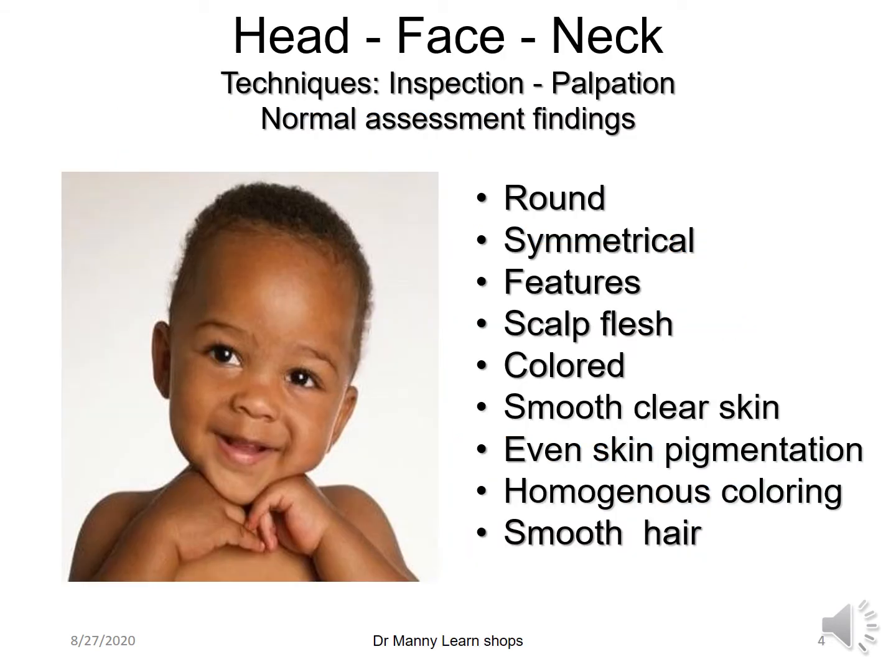So when we look at the head, face and neck, typically we use inspection and palpation. Normal findings would typically include that the head is round. The face and the head are symmetrical. The features are not identical, but they're essentially the same on the right side as they are on the left side. The skin colour is homogeneous. The skin is typically clear and smooth, and there is hair on the head.